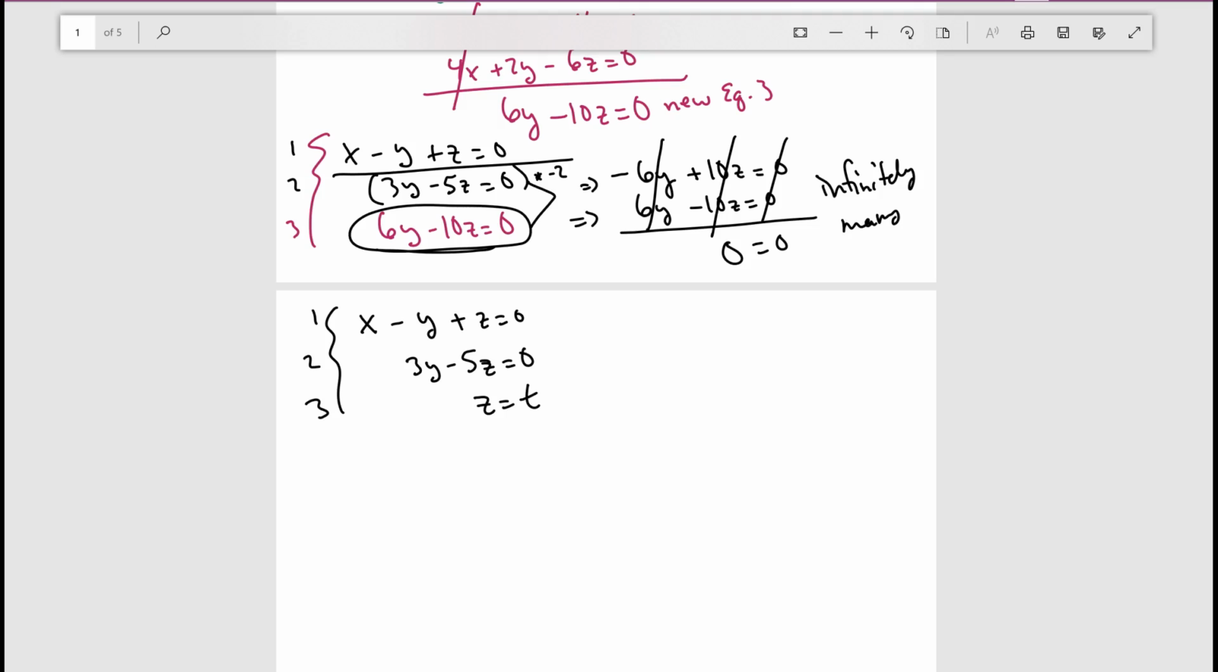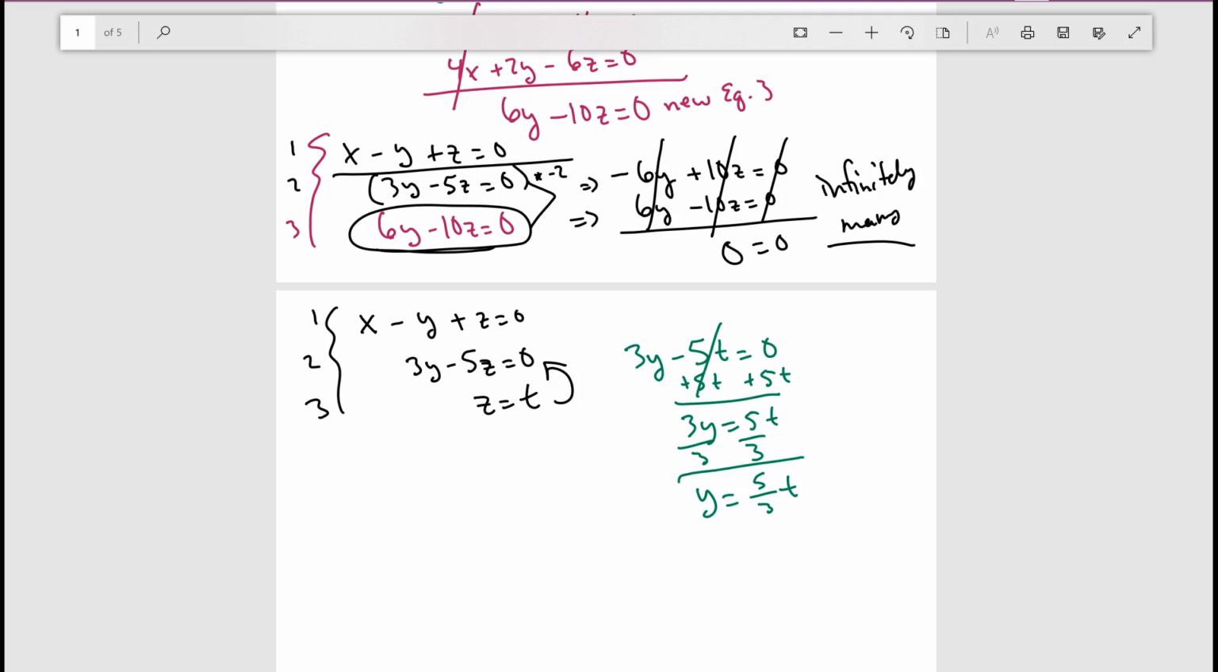So t is just a number, any number that I can plug in, because I know that it's infinitely many solutions. So I'm going to let z equal t. I'm going to plug it in here, and solve for y just as I usually would. So I now get 3y minus 5 times t equals 0. Now solve for y. Add 5t to both sides. So 3y equals 5t. Divide both sides by 3. y is equal to 5/3 t.